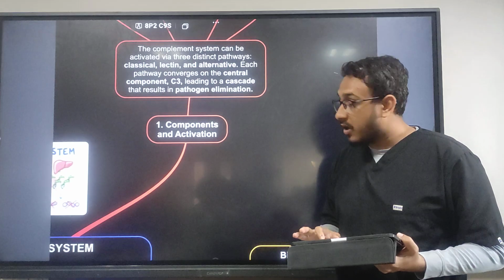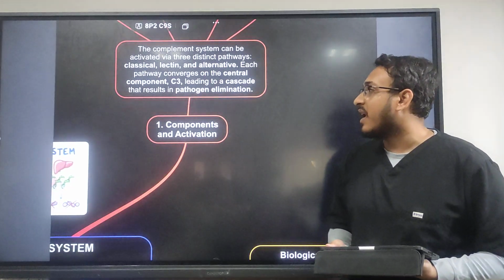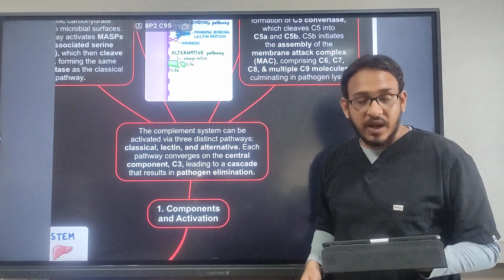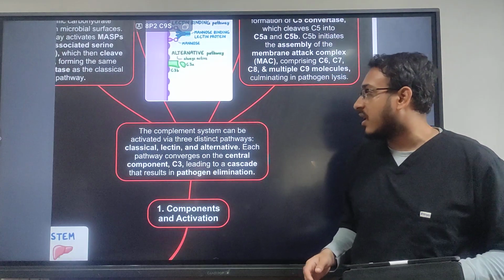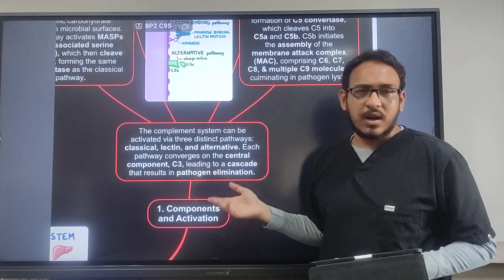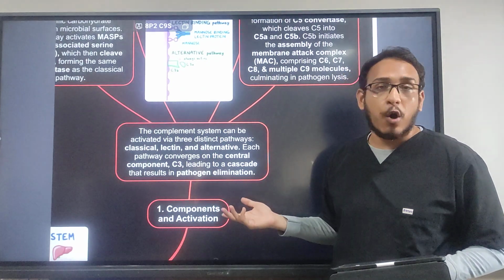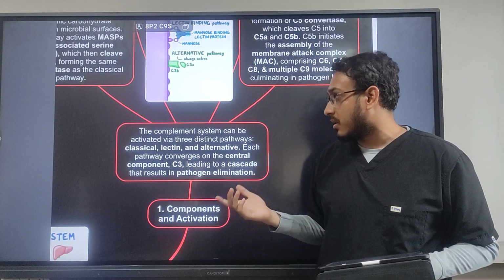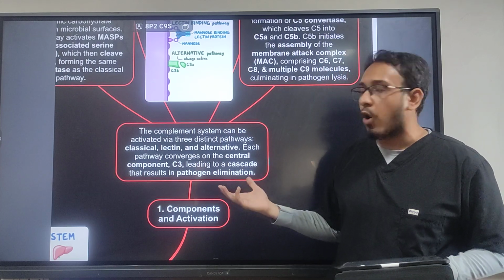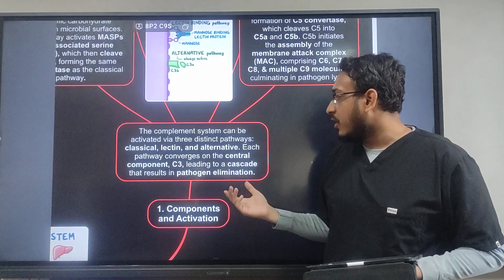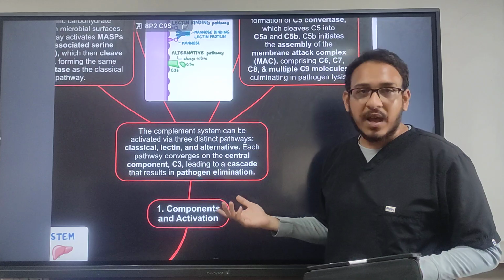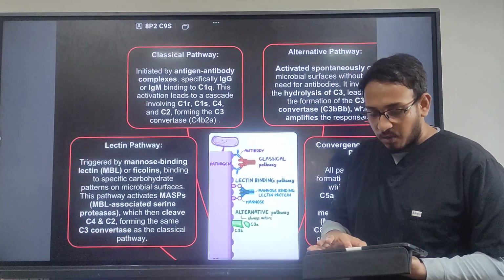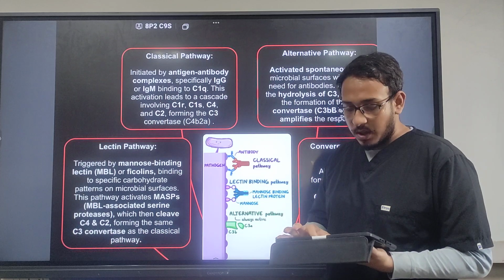So firstly, the components and activation, how it occurs. The complement system can be activated via three distinct pathways: the classical, lectin, and alternative pathways. Each pathway converges to a central component, C3, leading to a cascade that results in pathogen elimination. So let's see how these pathways work.